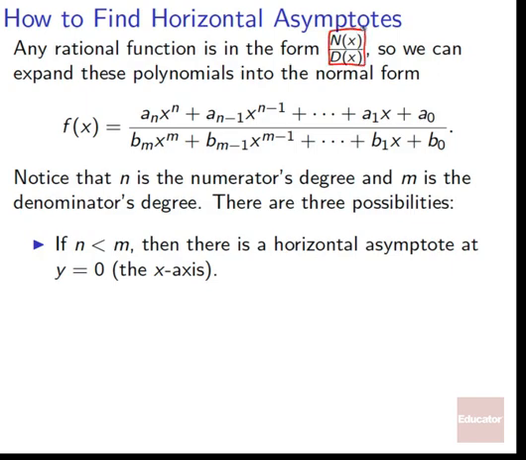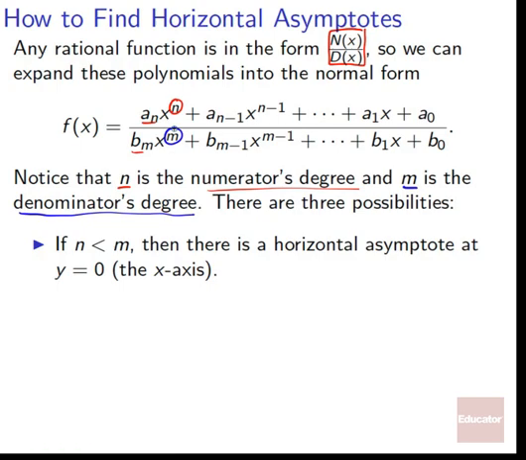So we can expand these polynomials into their normal form: a_n times x to the n, plus a_(n-1) times x to the n minus 1, plus a_(n-2) times x to the n minus 2, all the way until we eventually hit a constant. And the bottom one will be the same thing, with some other coefficients. So a_n will be the coefficient on the top, b_m will be the coefficient on the bottom. And we have two different things: n will be the numerator's degree, and m will be the denominator's degree.